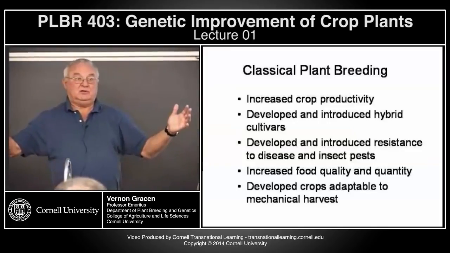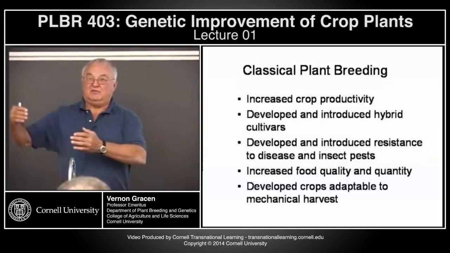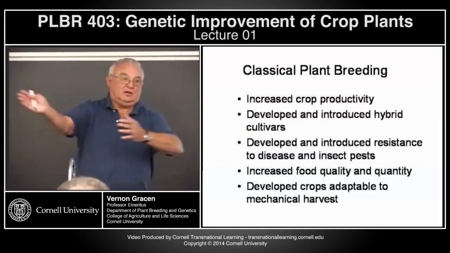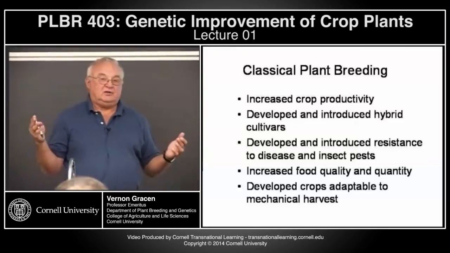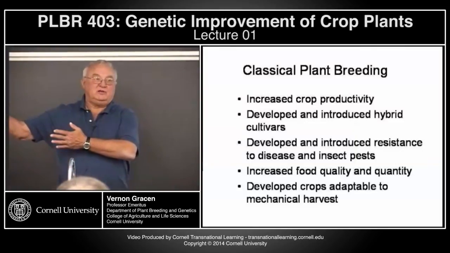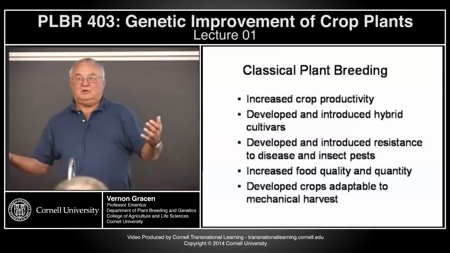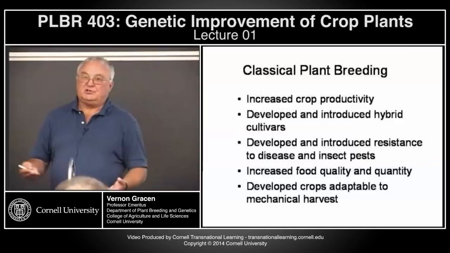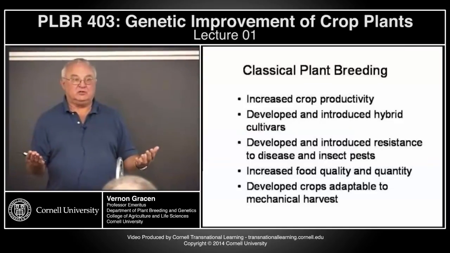Okay, but if we develop a uniform field of corn that's grown in Iowa and can be mechanically harvested, doesn't that eliminate a lot of our genetic diversity? And doesn't that make us a lot more vulnerable to changes in environment or diseases or insects? So why did we go to mechanical harvesting? Why mechanical harvesting?